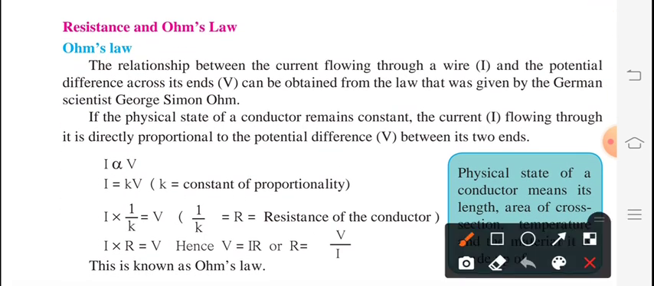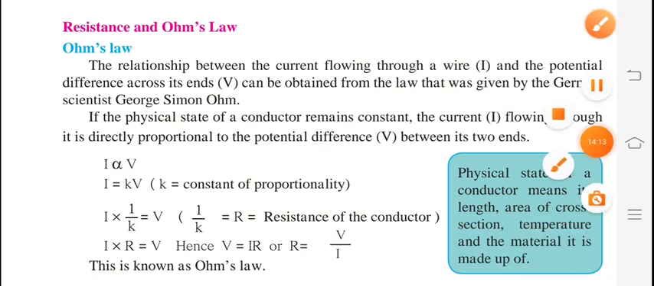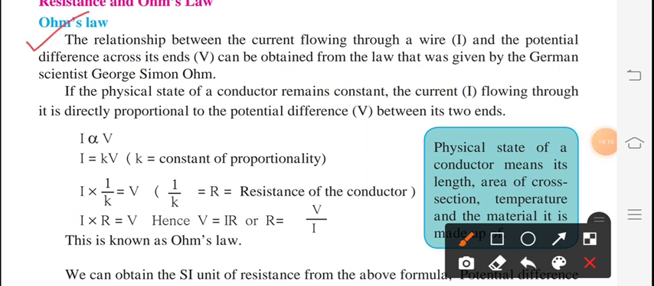Next topic is resistance and Ohm's law. The relationship between the current flowing through a wire, which is I, and the potential difference across its ends, which is V, can be obtained from the law given by German scientist Georg Simon Ohm. Which law? The relationship between current and potential difference. This was discovered by German scientist Georg Ohm.